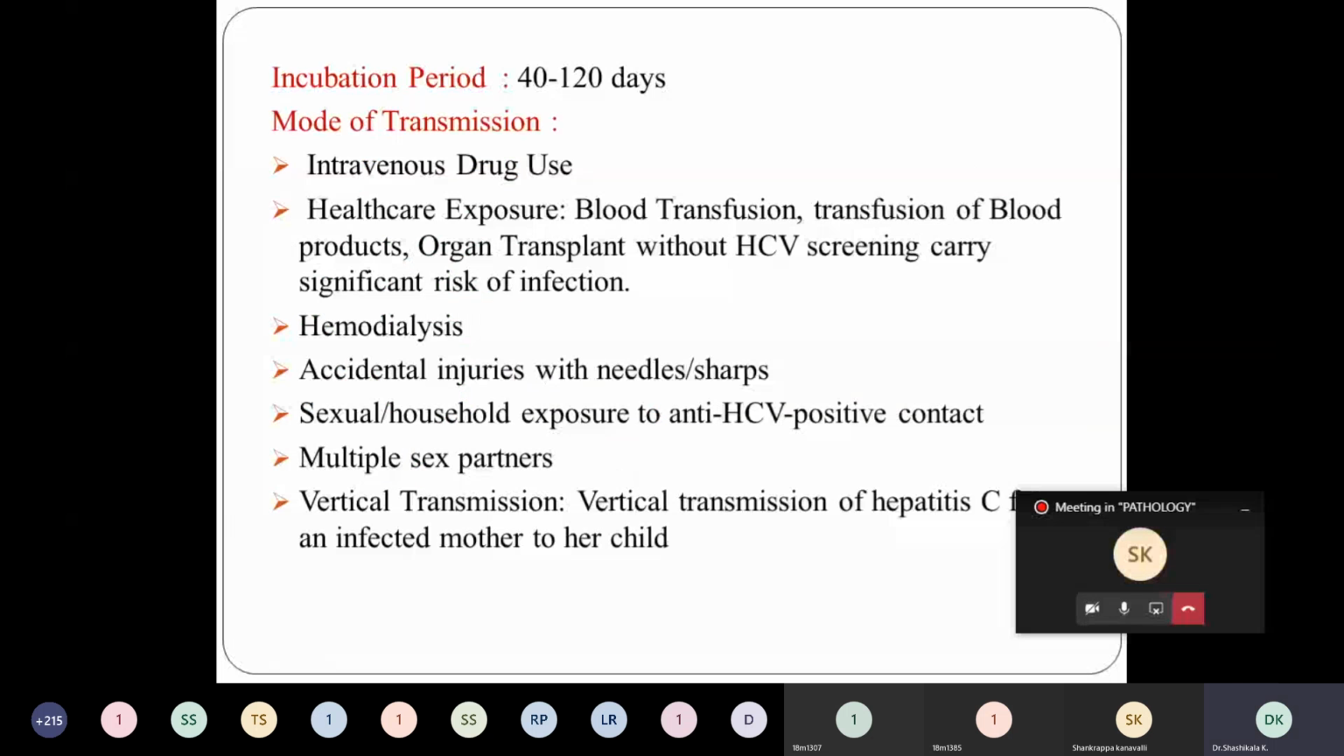Mode of transmission is intravenous drug use, healthcare exposure, that is blood transfusion, transfusion of blood products, organ transplant without any HCV screening, which carries a significant risk of infection, hemodialysis, then accidental injuries with needles and sharps, sexual or household exposure to an anti-HCV positive contact, multiple sex partners, and vertical transmission, that is from an infected mother to her child.